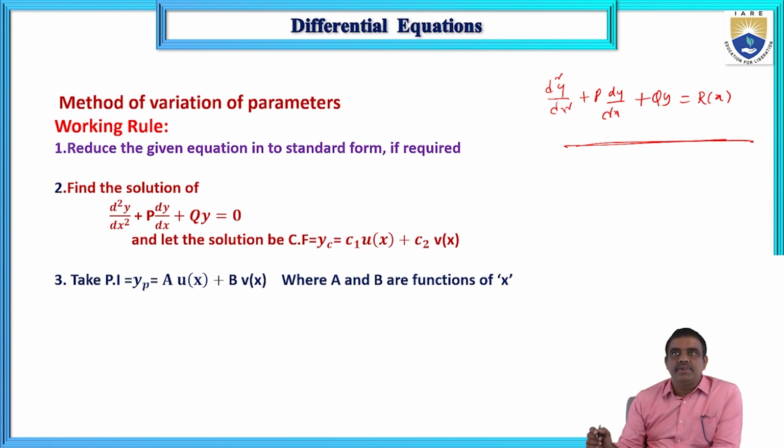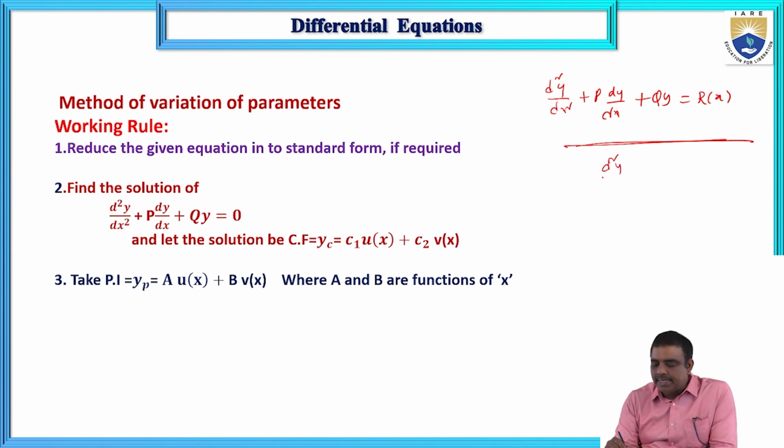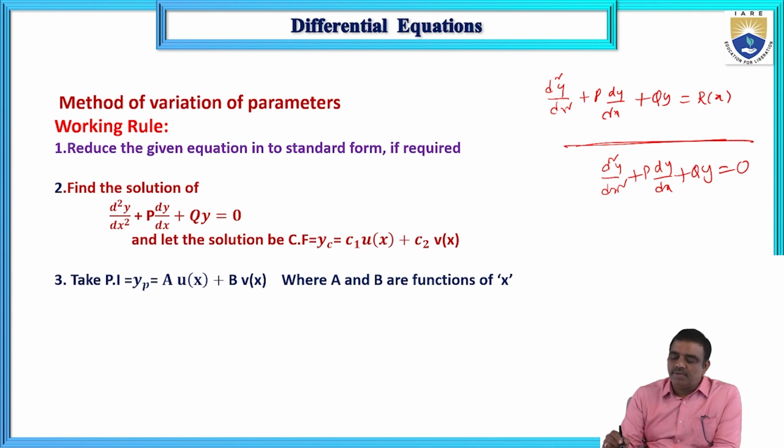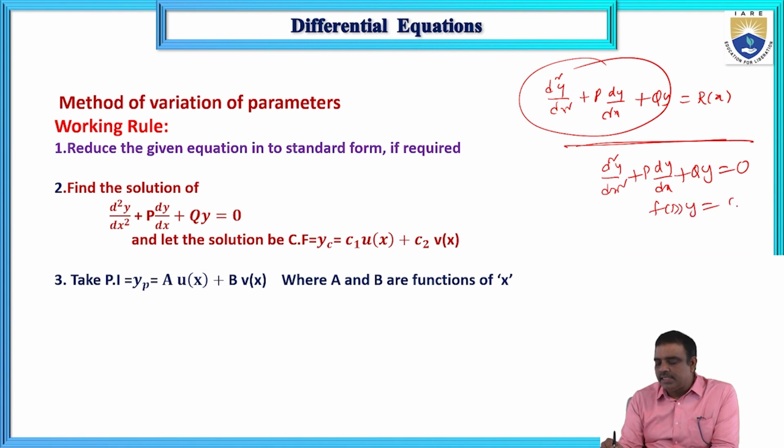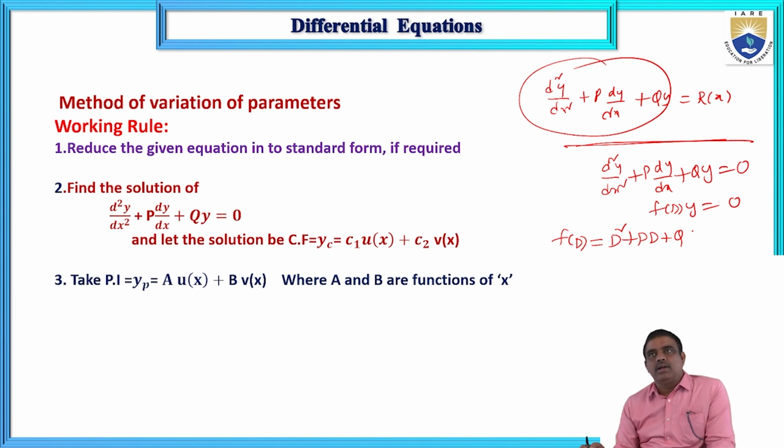After reducing this equation, consider the left hand side expression d square y by dx square plus p dy by dx plus qy and equate it to 0, and this is in the form f of d into y is equal to 0. Now, write the solution of this equation by finding the roots of the equation. What is f of d here? f of d in operator form is d square plus pd plus q. It is a second order, quadratic expression.